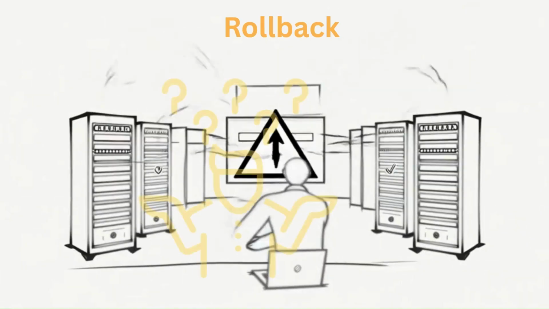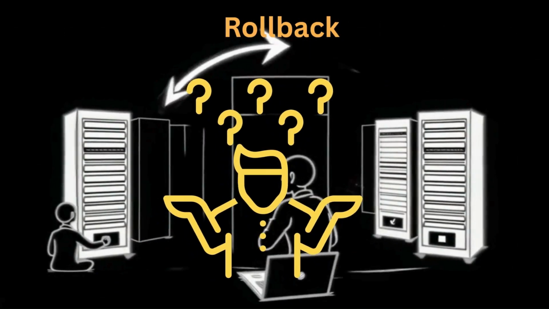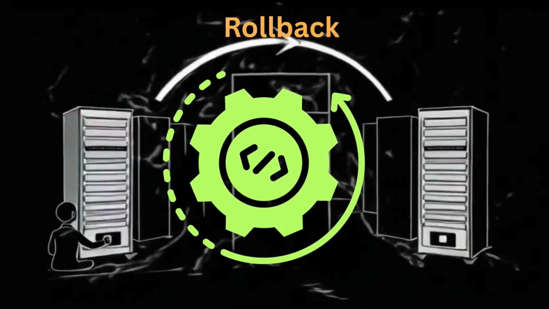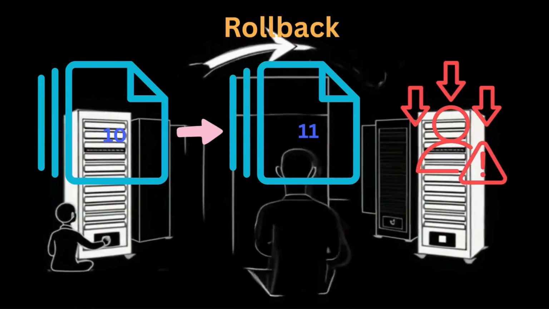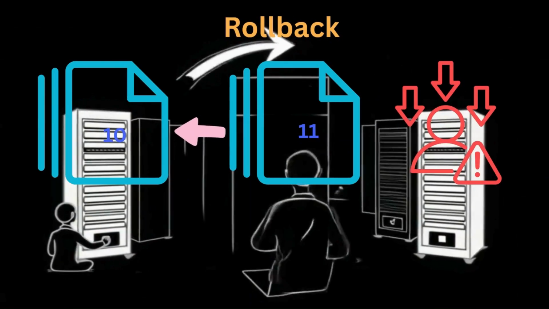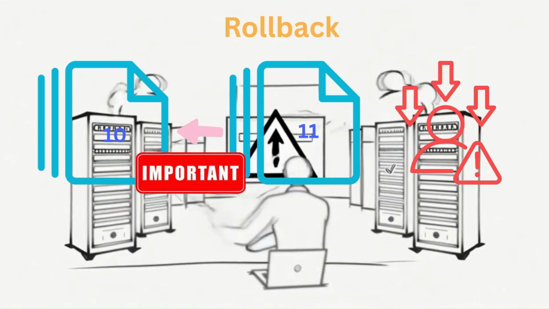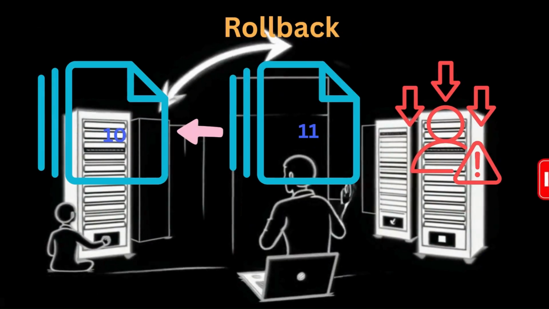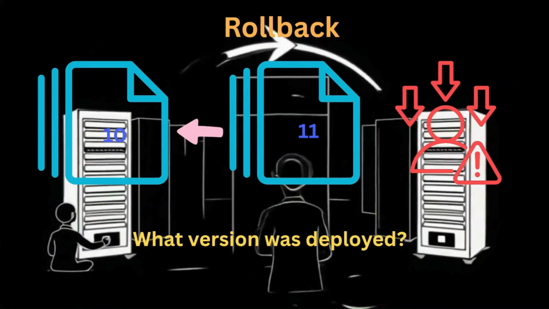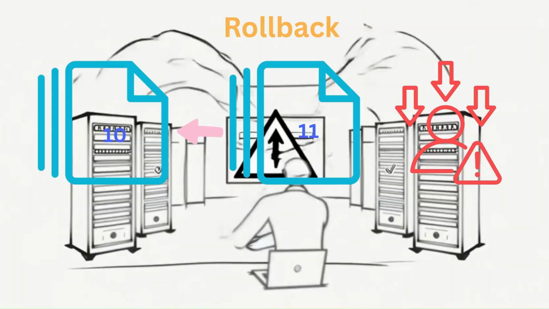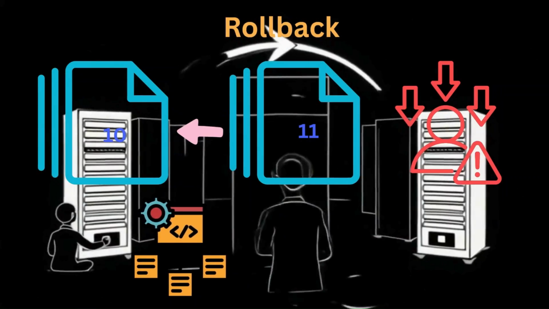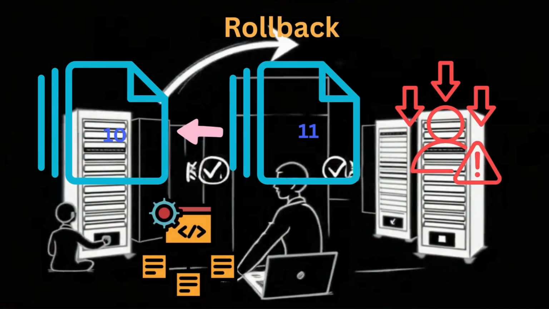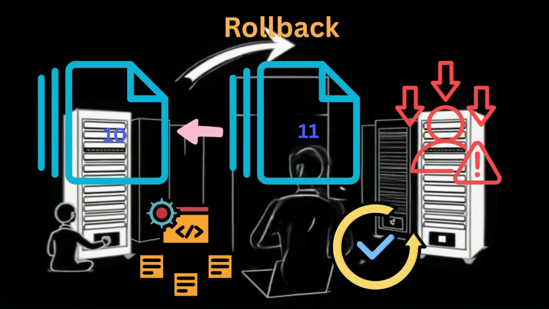Rollback. What happens if the new version reaches production and something goes wrong? You need a rollback strategy. Suppose version 10 is currently running. You deploy version 11. Users suddenly experience errors. The pipeline or deployment system can roll back to version 10. This is one reason versioned artifacts are so important. You want to know what version was deployed, when it was deployed, who deployed it, and how we can return to the previous version. A mature CI/CD system doesn't just automate deployment. It also makes recovery easier.